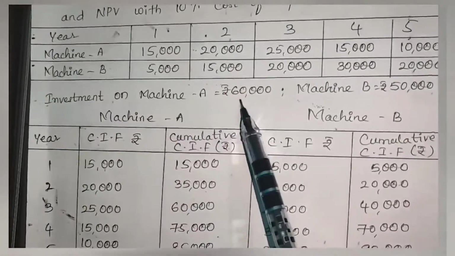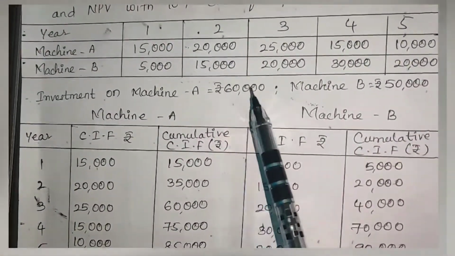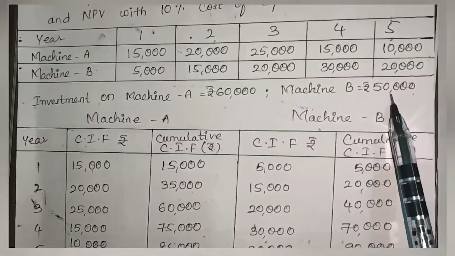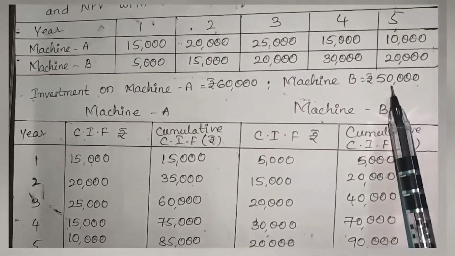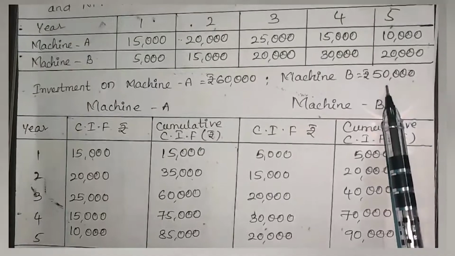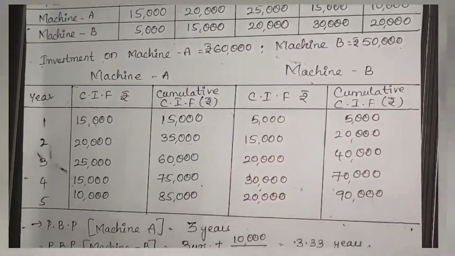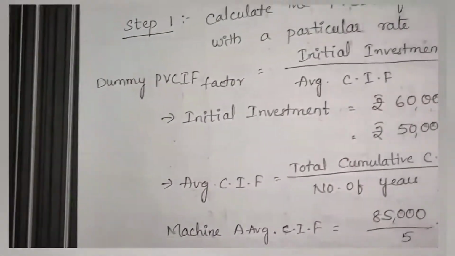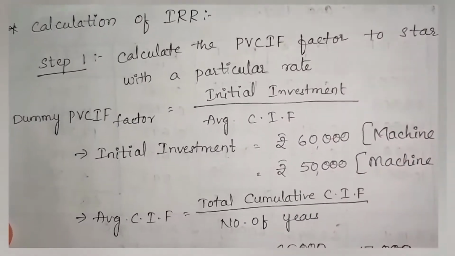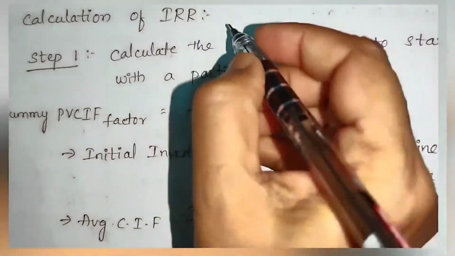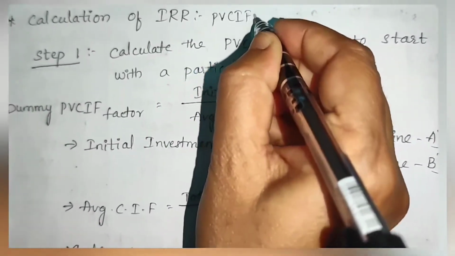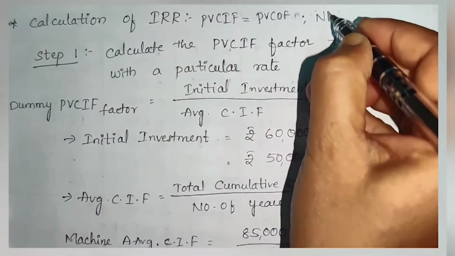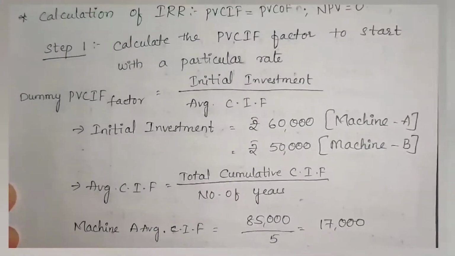Investment on machine A, that is 60,000 rupees, means present value of cash outflow is equal to 60,000 rupees on machine A, and present value of cash outflows on machine B is equal to 50,000 rupees. For this we have to calculate internal rate of return. Internal rate of return is the rate at which present value of cash inflows equals present value of cash outflows, or in simple sense where NPV is equal to 0.